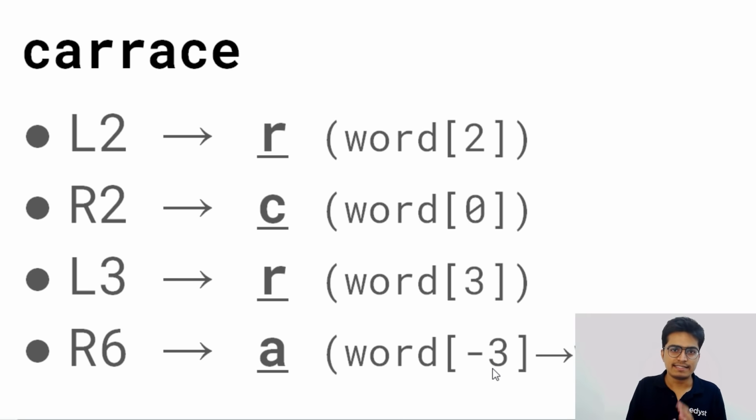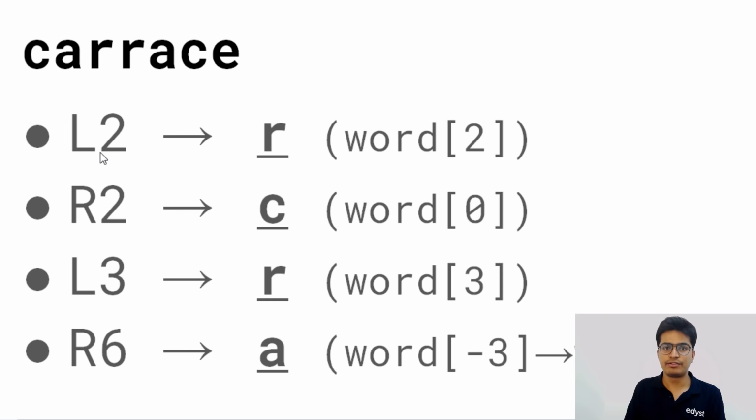Now -3 is not exactly weird. All it says is that this is the third character from the end. If you take this string and rotate it to the right by 6 times, then you will end up with a string where the first character is the third last character of the original string. Again, it might be a little too much to digest. Just look at this slide for a couple of seconds.